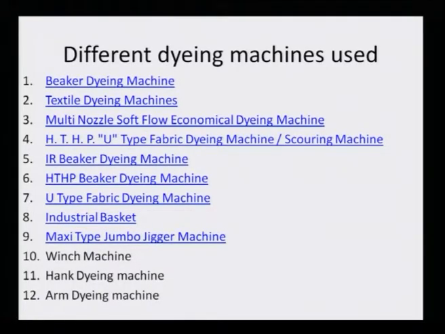But at least these 12 machines: the beaker dyeing machine, textile dyeing machines, multi-nozzle soft flow economical dyeing machine, HPH type of fabric dyeing machine which also does scouring, IR beaker dyeing machine, HPH beaker dyeing machine, U-type fabric dyeing machine, industrial basket machine, maxi type jumbo jigger machine, winch machine, hank dyeing machine, and arm dyeing machine. We will take a look at these as we go along and learn what is special and which machine is meant for which fabric, because this will help you understand that not all machines are fitted for all purposes and all fabrics. Some are meant for only yarn dyeing, some for small fabric dyeing, and some for very large volumes of continuous fabric. These little nuances you will learn as we go along.